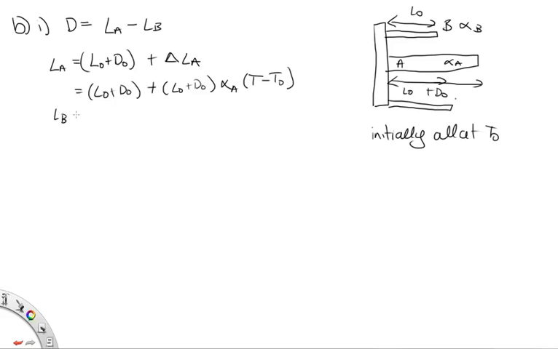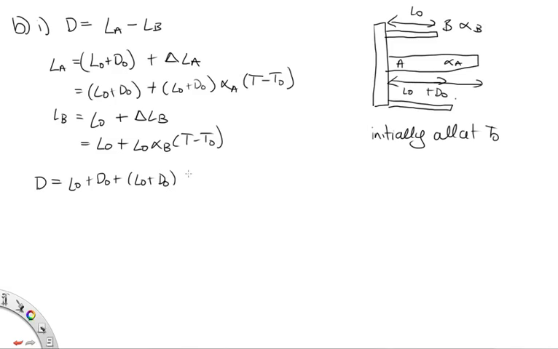Similarly for length B, it's equal to L naught plus the change in length B. This is the initial length of B, so that's L naught plus L naught alpha B (T minus T naught). Okay, so now we've got to find D, which is equal to this minus this. So we've got L naught plus D naught plus (L naught plus D naught) alpha A (T minus T naught). That's just this term here. And then we've got to subtract off this term, so minus L naught alpha B (T minus T naught). Okay, this L naught will cancel straight off.